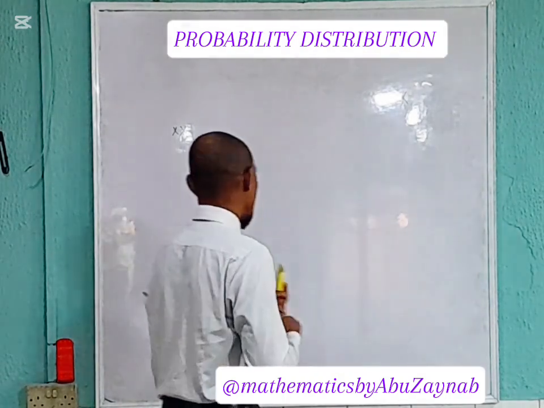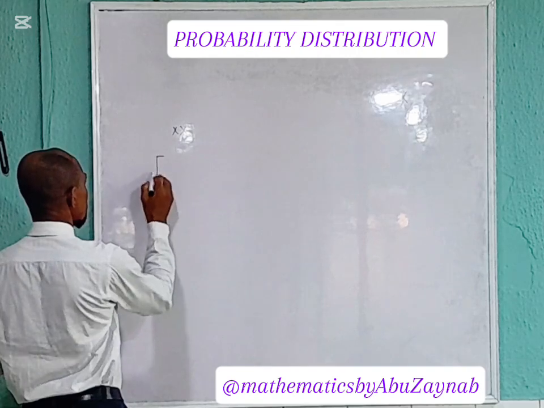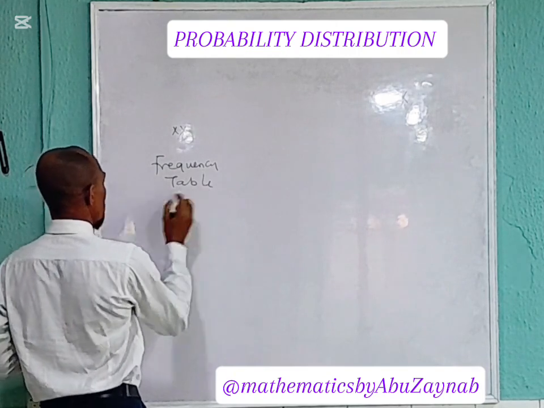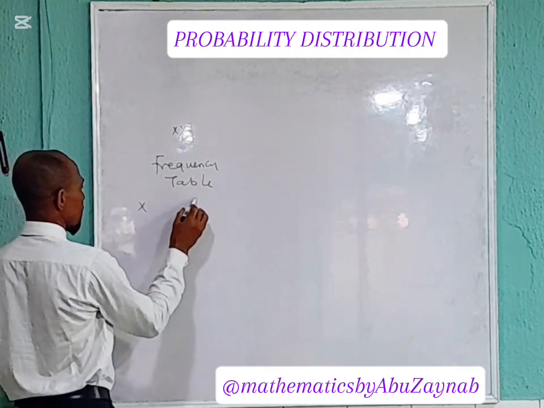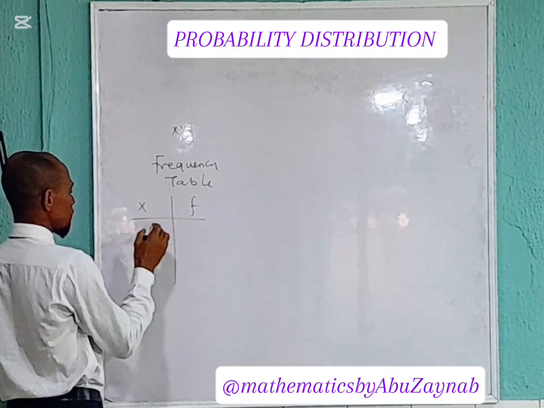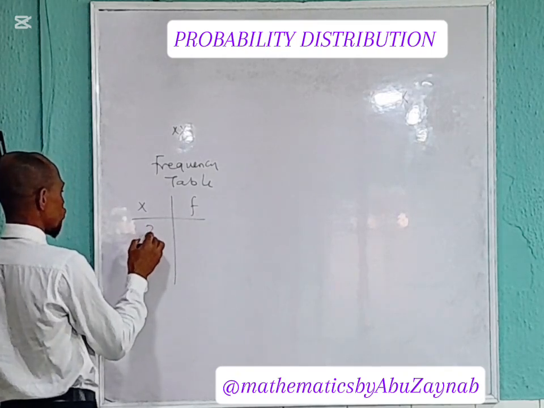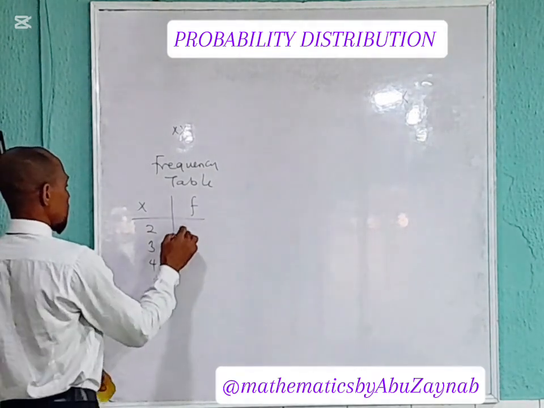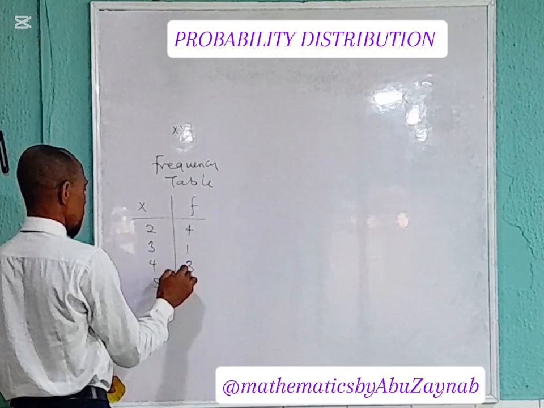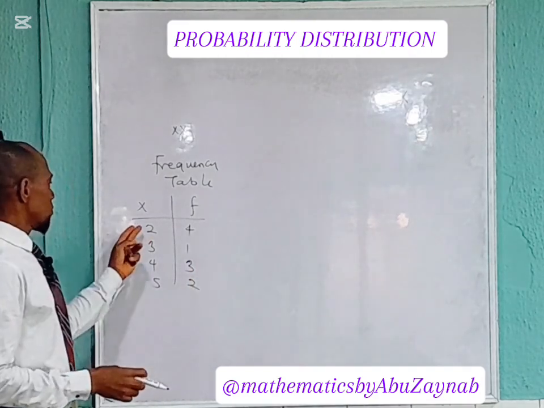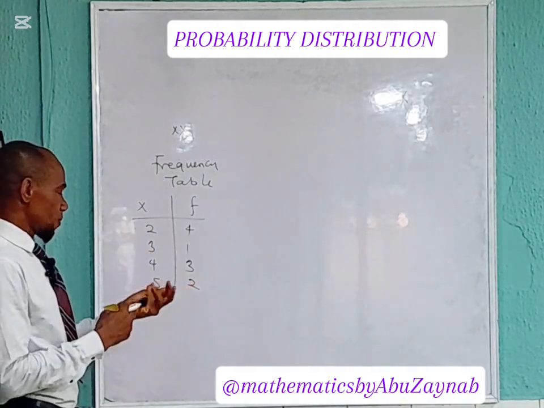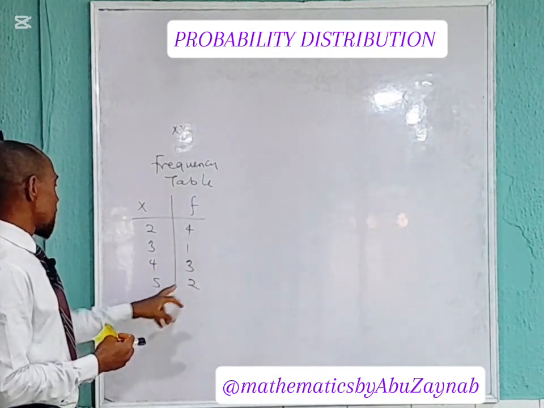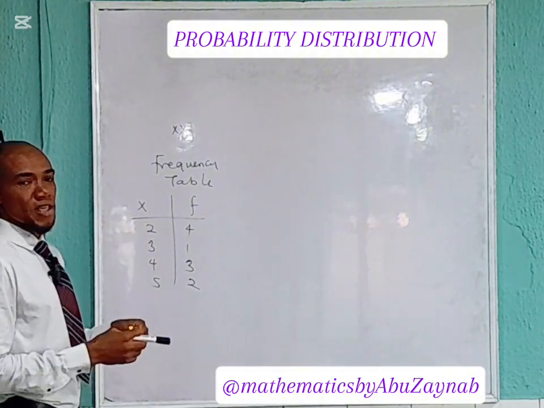So for example, in a frequency table, let's start a comparison. We have data sets and their corresponding frequencies. Say you have data 2, 3, 4, and 5, and the frequencies are maybe 4, 1, 3, and 2. That means the data 2 appeared 4 times, data 3 appeared once, data 4 appeared 3 times, while data 5 appeared twice. This is a frequency table.